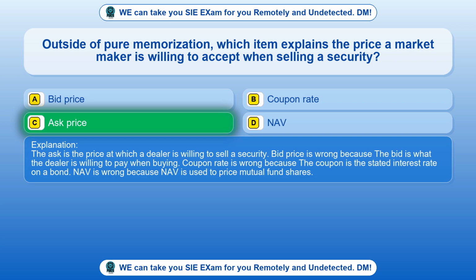Bid price is wrong because the bid is what the dealer is willing to pay when buying. Coupon rate is wrong because the coupon is the stated interest rate on a bond. NAV is wrong because NAV is used to price mutual fund shares.